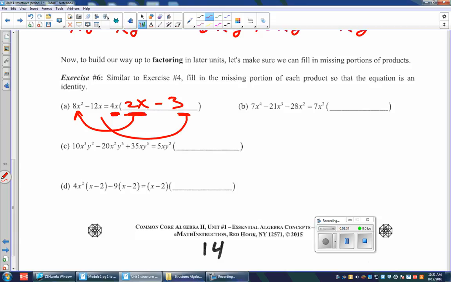Understand? I'm looking at the 4x, and I'm going to get the 8x somehow. So 4x times 2x is 8x squared. 4x times 3 is minus 12x. So we got it.